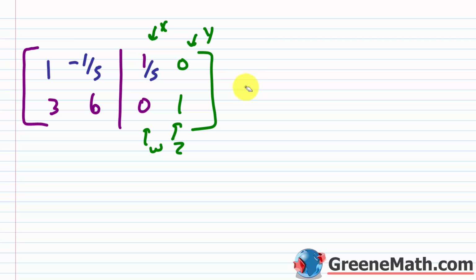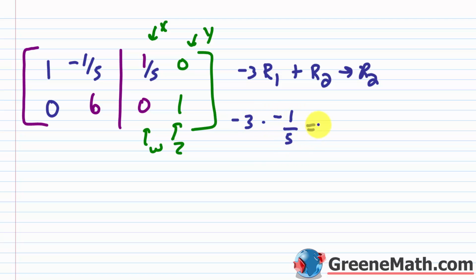So that's pretty easy. Then the second thing I would do is I would make this into a 0. So I would multiply row 1 by -3. I would add the result to row 2. That's what I'm going to replace row 2 with. So -3 times 1 is -3. -3 plus 3 is 0. Then -3 times -1/5 gives me what? -3 times -1 is 3, and then over 5. So this is 3/5. And then I'm going to add to this 6. So I'm going to have 3/5 plus, might as well say 6 is 30 over 5. Okay, so this would be 33/5. This is 33/5. All right.